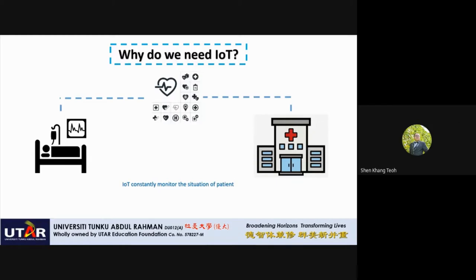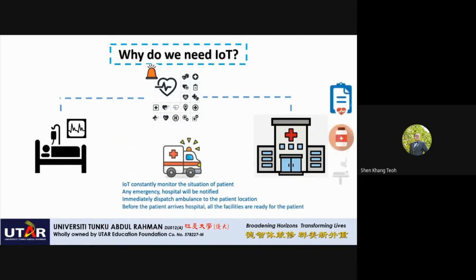Let's say at some certain point, there is some irregularity with his heartbeat. What happens is, since the system on the cloud is connected to the hospital, it can dispatch an ambulance immediately to bring the patient back to the hospital. So while waiting for the ambulance to return, the hospital already has everything on hand. For example, patient report, doctors on standby, medicine and operation theater as well.